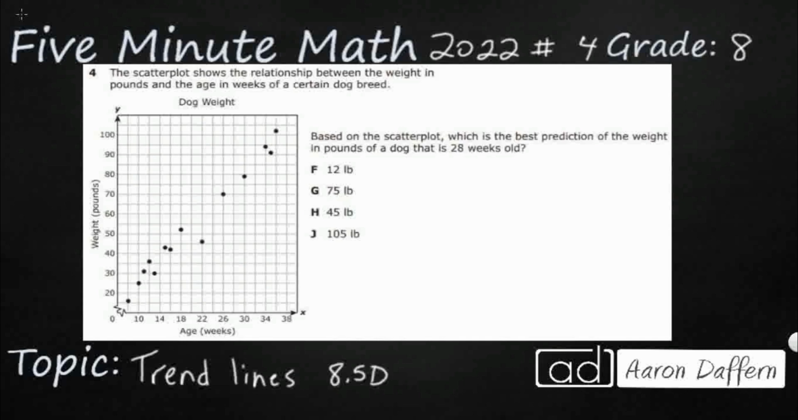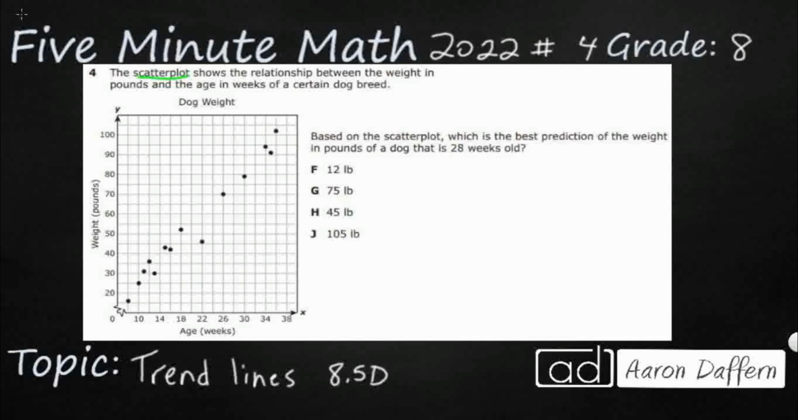So we have a scatter plot here. It shows the relationship between the weight in pounds and the age in weeks of a certain dog breed. So that makes sense that as the dog gets older, it's going to weigh more. I bet you could see a definite trend line, which is what we're going to be talking about today.